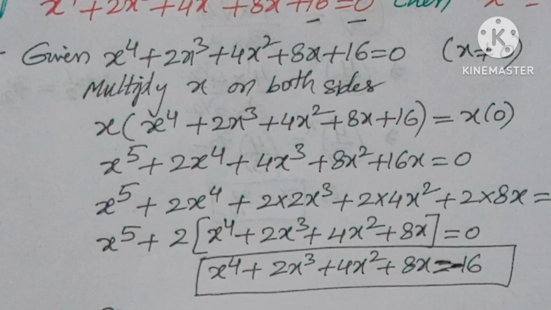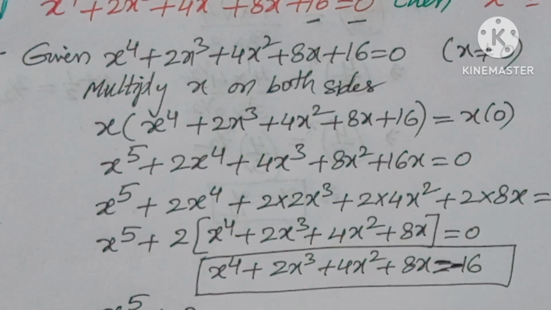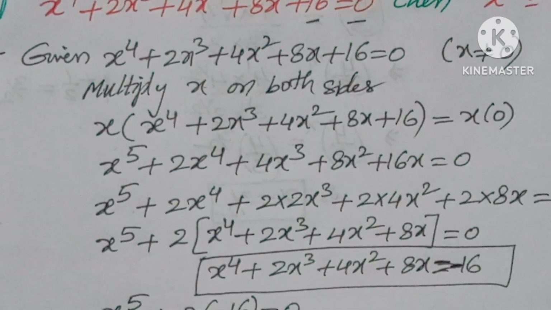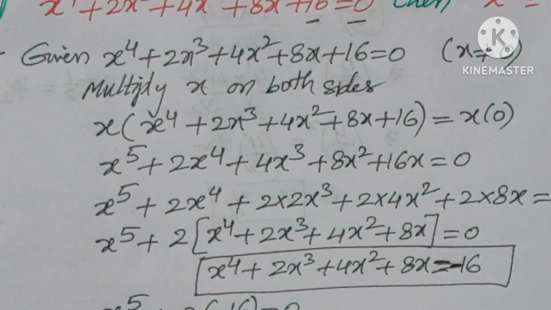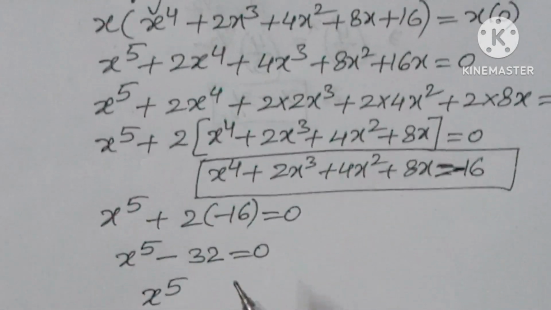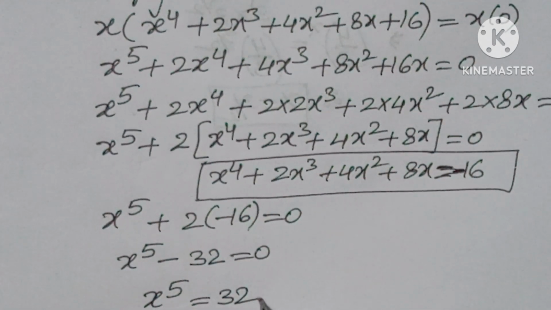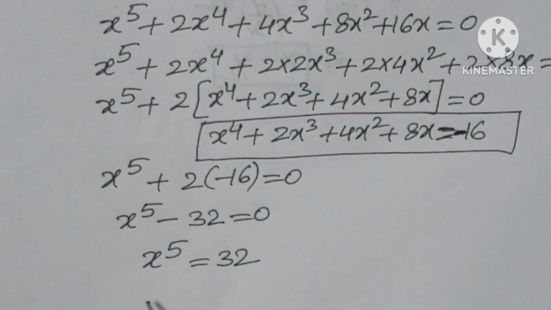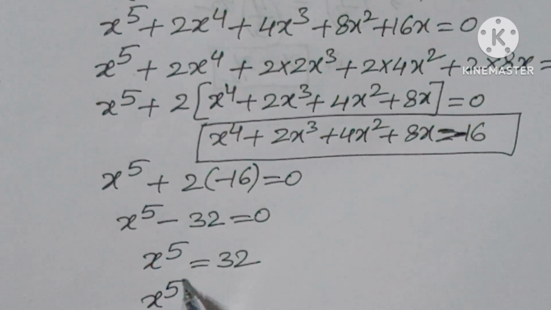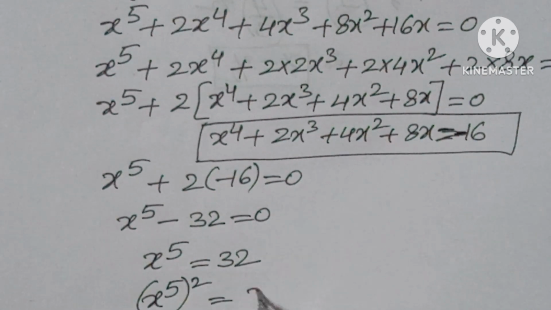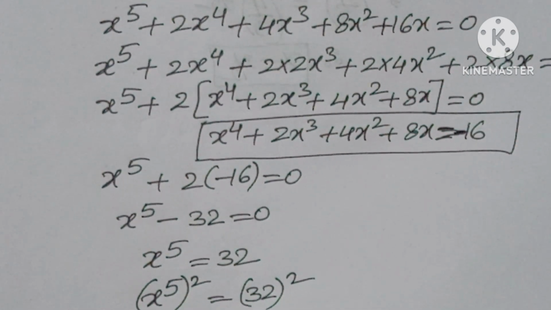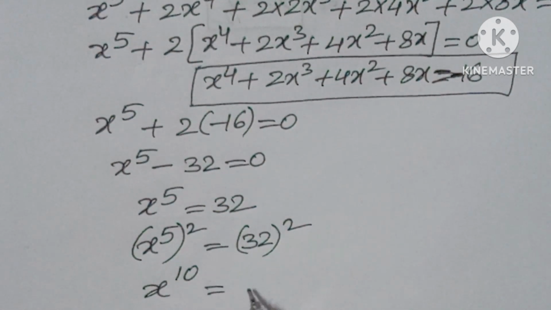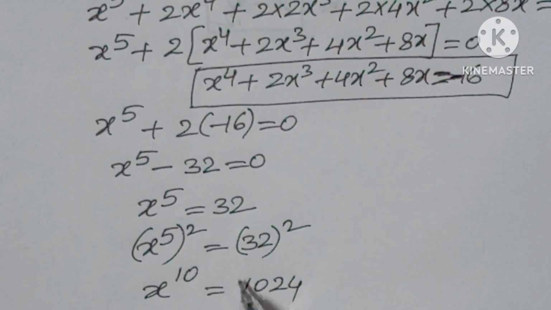Substituting that value, x to the power of 5 plus 2 into minus 16 equal to 0. x to the power of 5 minus 32 is equal to 0. x to the power of 5 is equal to 32. So what is required? x to the power of 5 whole square is equal to 32 square. So x to the power of 10 is equal to 1024.